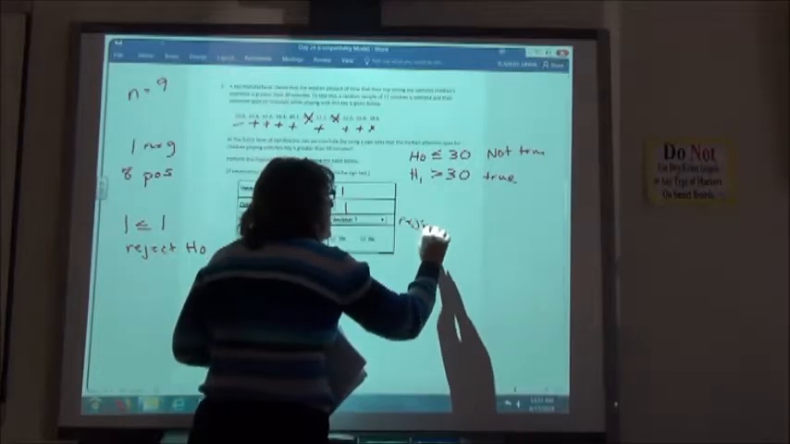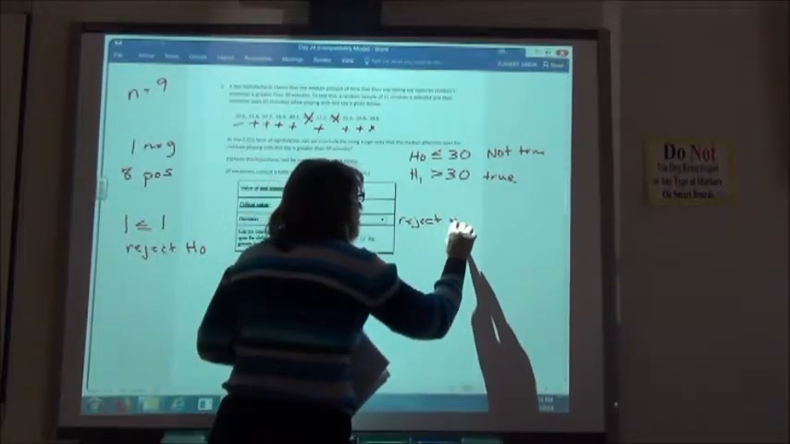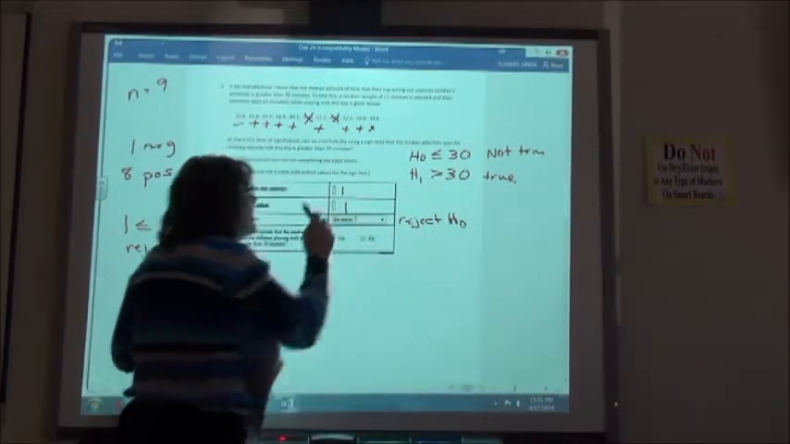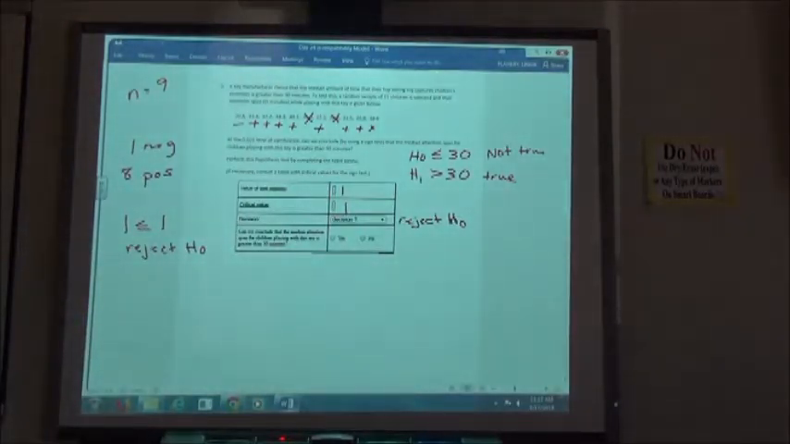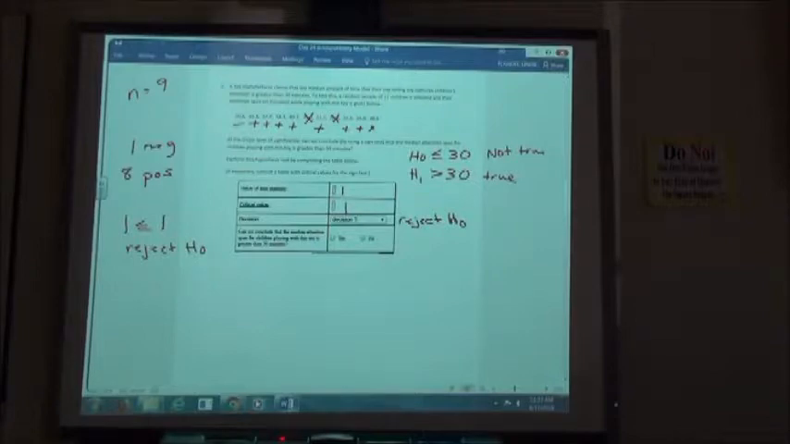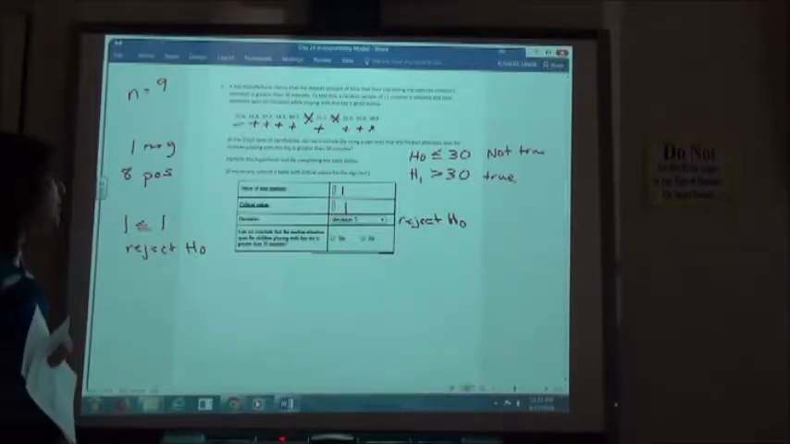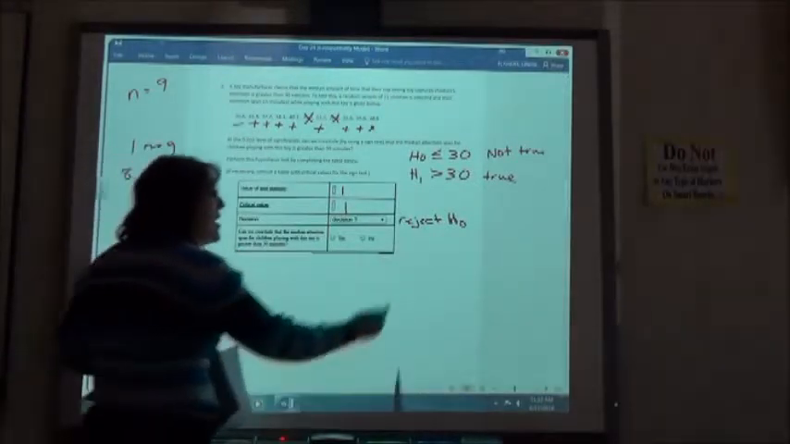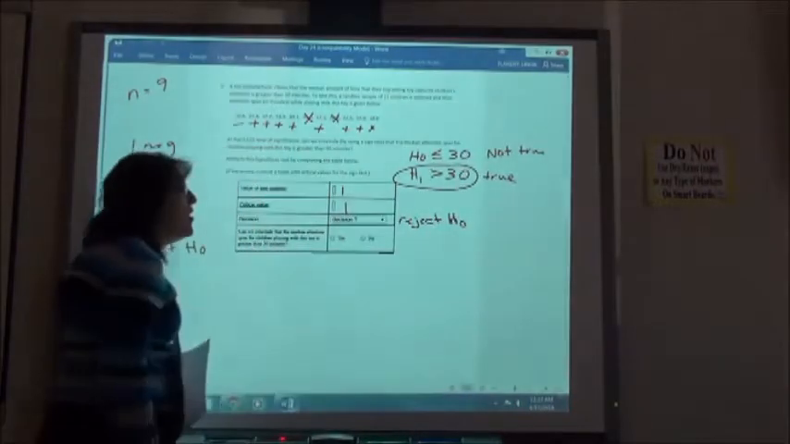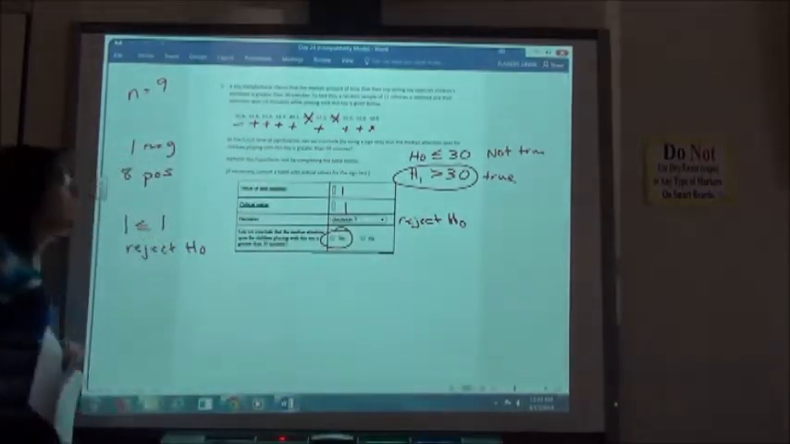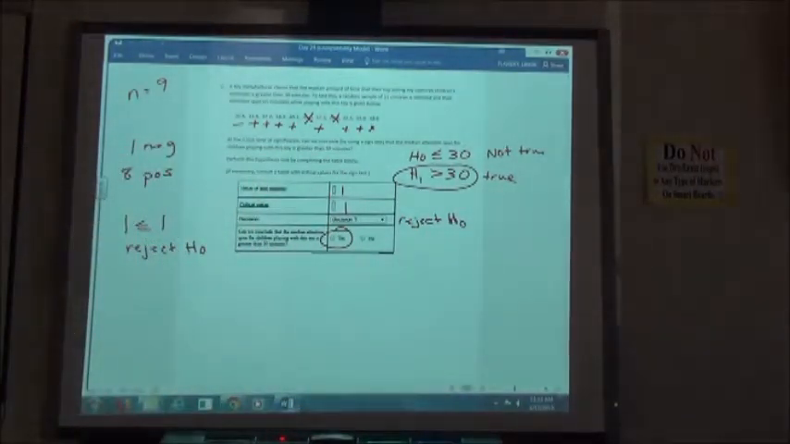Because we decided we should reject the null since 1 is less than or equal to 1, we're going to reject the null. So can we conclude that the median attention span for children playing with this toy is greater than 30? Yep, it is greater than 30 is the true statement. So yes is going to be the answer to the question.